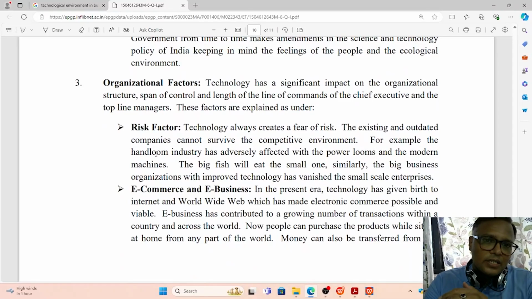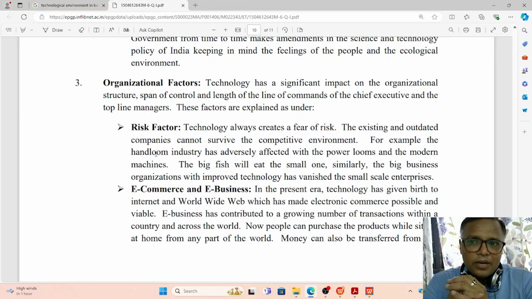Next is about the organizational factor. The technology has a significant impact on the organization, the structure, span of control, and the length of the line of command, and on the chief executives and top line managers. These factors are explained as under.